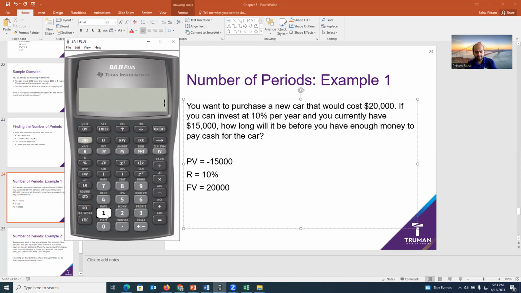So rate is 10%. Then payment 0. Future value 20,000. Compute, and this is telling you 3 years, 3.01 years. So 3 years, and you can say a month and maybe a fraction of a month.